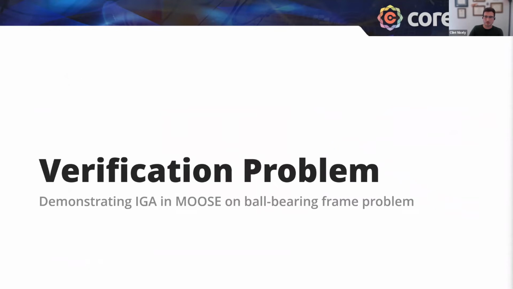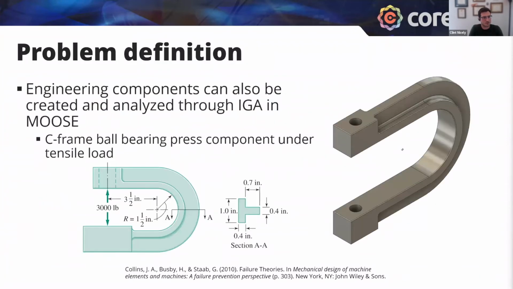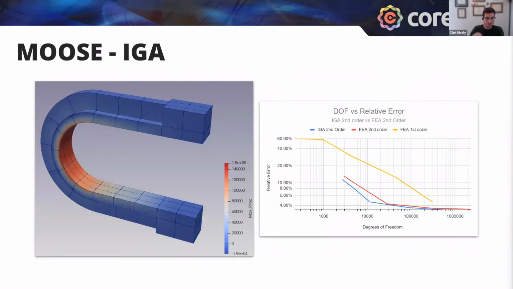So here's another verification problem that we're going through. Again, this is a more complicated type of stress. This is a sort of C-frame press. This is a mechanical component that we would use to press ball bearings into place. We're looking at the maximum principal stress inside of the curvature, at the center of the curvature. We're seeking the max principal stress in that location after we apply an interior load pressing open the C-frame.